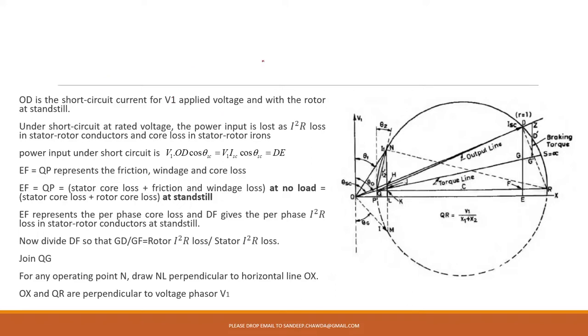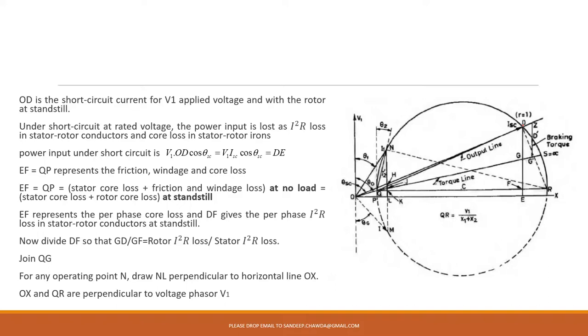Now this line is drawn. You could see this is a complete circle you are having. There is a point D, and the line OD is basically the short circuit current. It is representing the short circuit current when the voltage applied is V1. So you have applied V1 to the 3-phase induction motor. At that time, the short circuit current will be given by line OD. D is a point which is also lying on the circle.